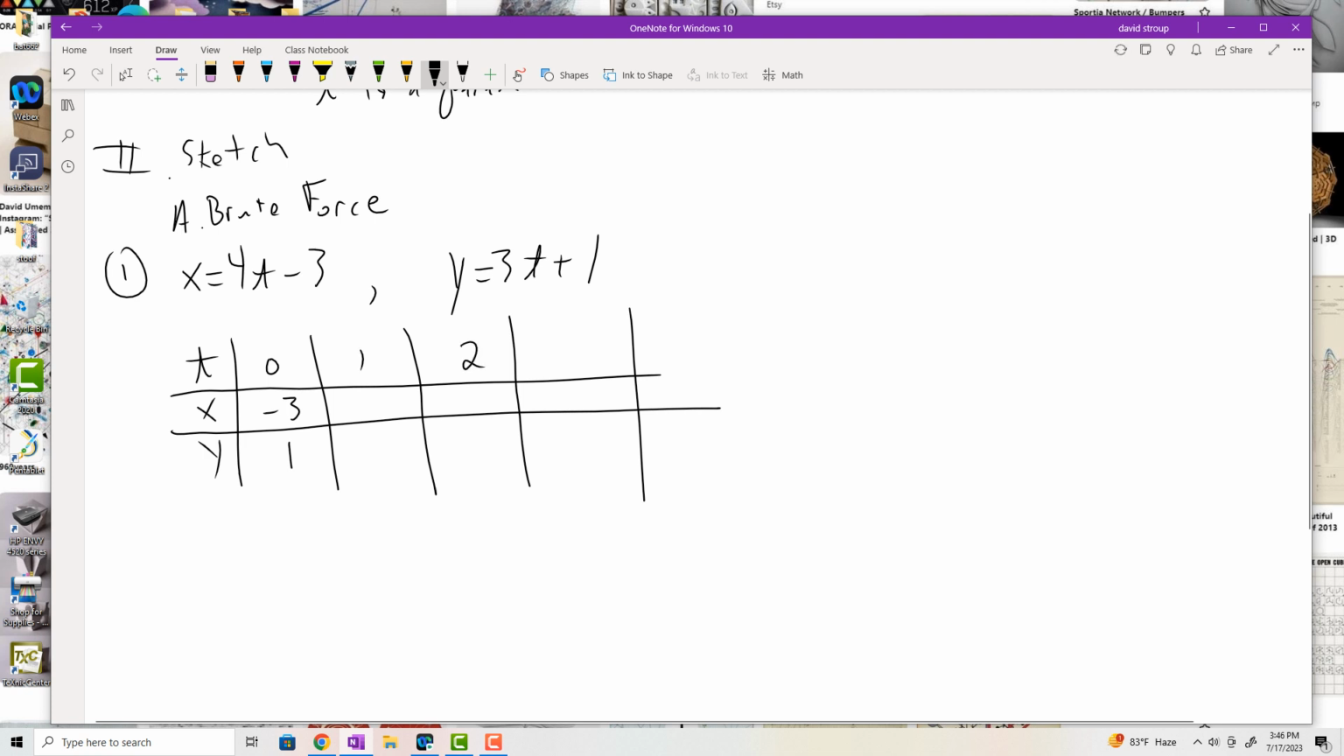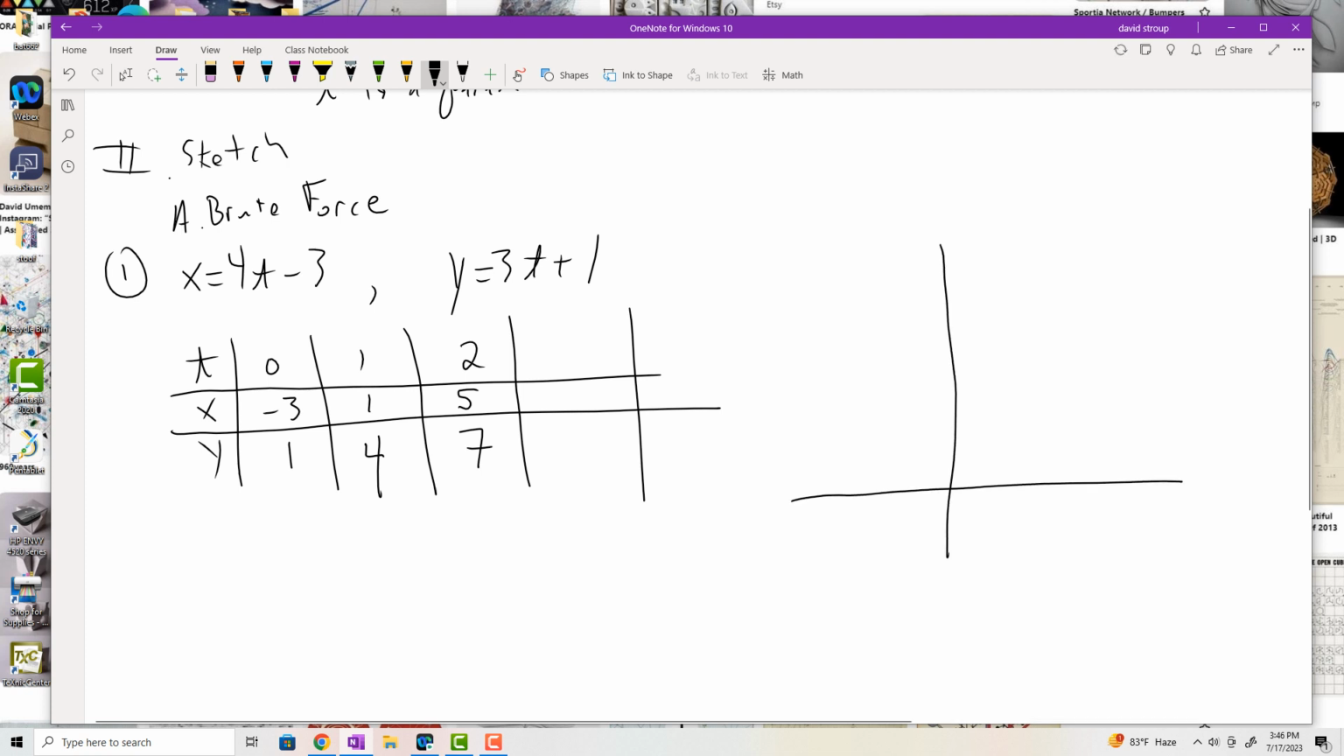Let's just do 2 more. Let's not get carried away. Let's put in 1 for t in the first one. 4 minus 3 is 1. And then plug in 1 for t in the second one. You get 3 plus 1 is 4. Finally, let's do 2. So 8 minus 3 is 5. And in the second, it'd be 7. Right? Okay, so let's plot those points in the xy plane.